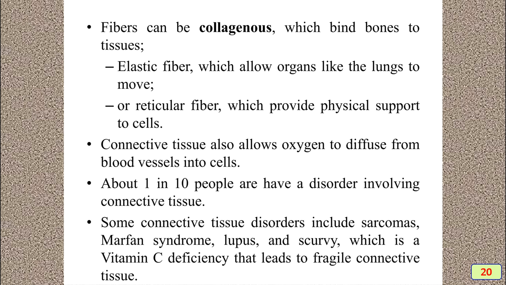Connective tissues are also the ones which allow oxygen to diffuse from blood vessels into the cells. Usually, the blood vessel is in close proximity with the different tissue cells, so oxygenation and carbon dioxide excretion can take place. About 1 in 10 people have a disorder in the connective tissue in one way or another.